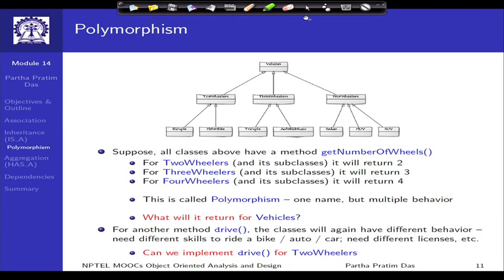We will stop here in this lecture, and we will discuss polymorphism in the inheritance hierarchy in the next part of this module.